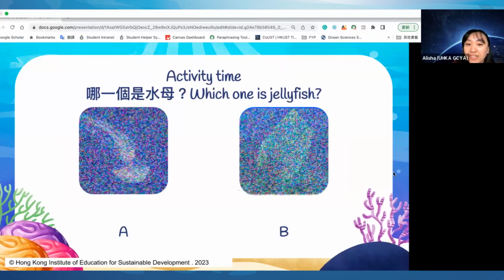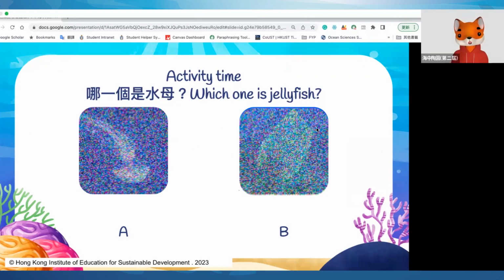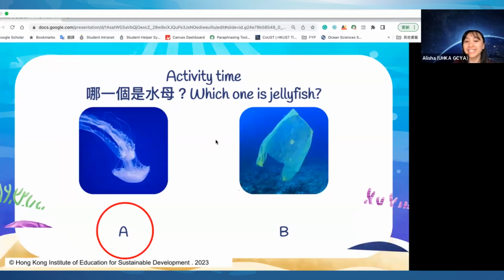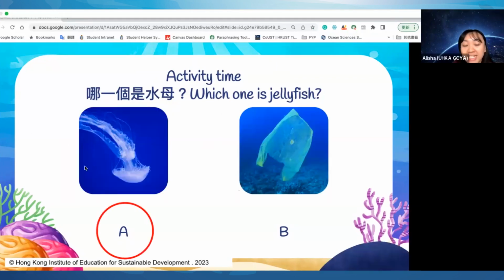From these two pictures, can you recognize which one is the jellyfish? I guess it's A or B? You guess A. It's A. To humans, it is easy to find out that A is the jellyfish.